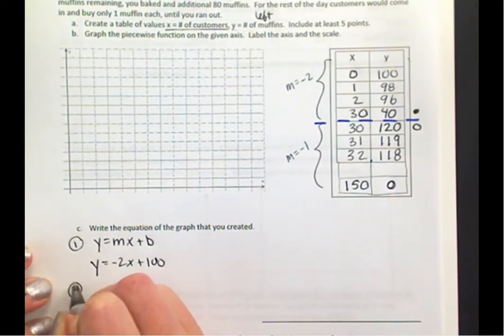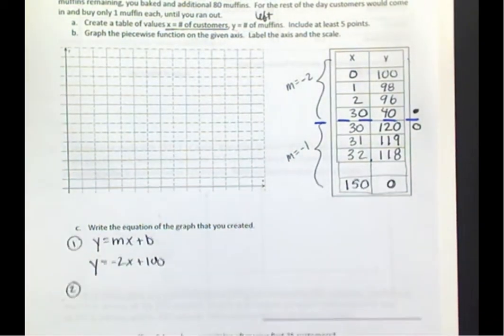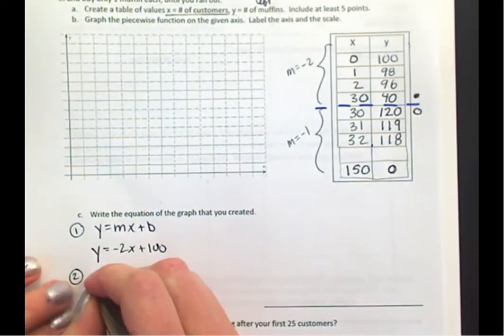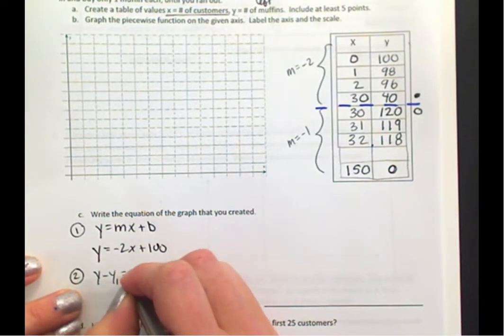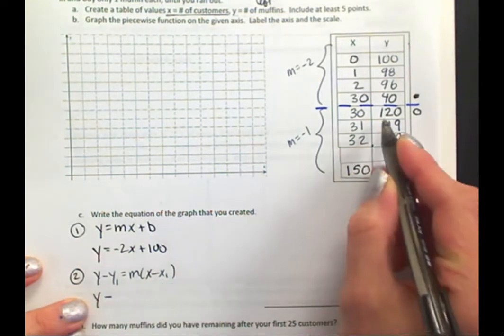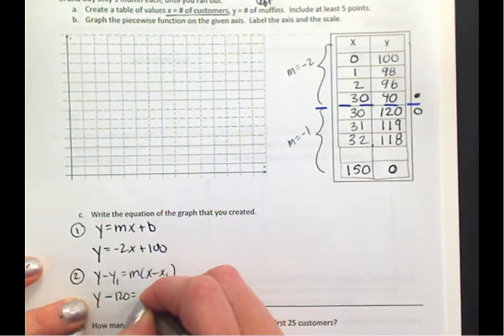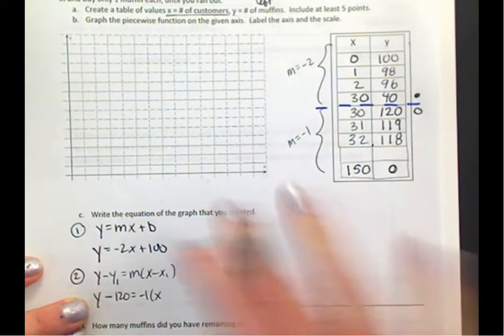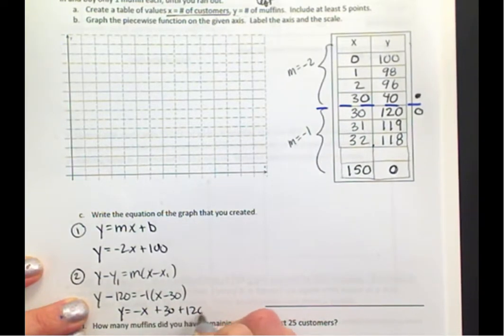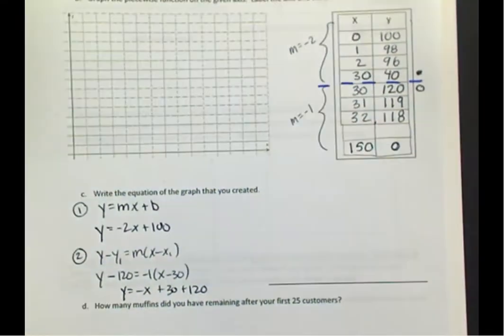Okay. Second part. I don't know the y-intercept, so I'm just going to use a point. I prefer to use like whole round numbers if I have a choice. Okay, so I wrote my 2 linear equations. Pretty reasonable slopes to work with.